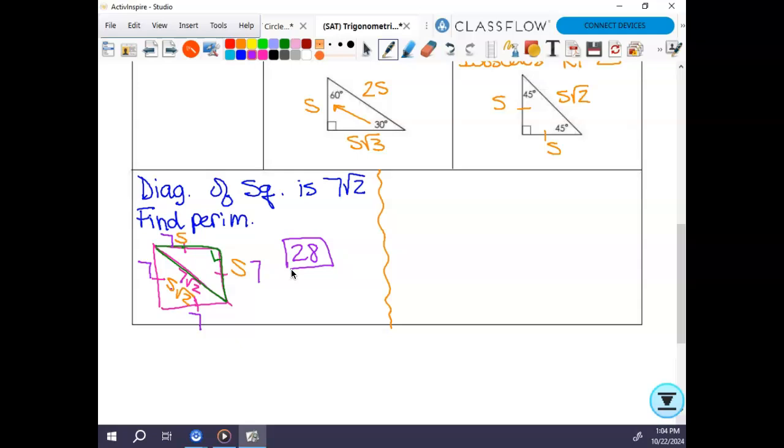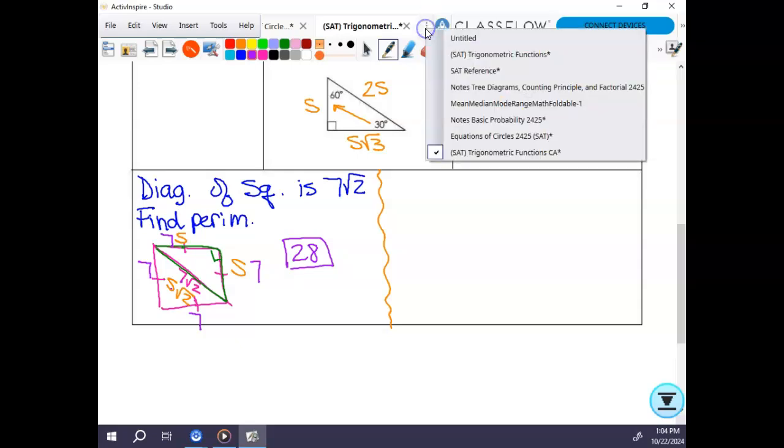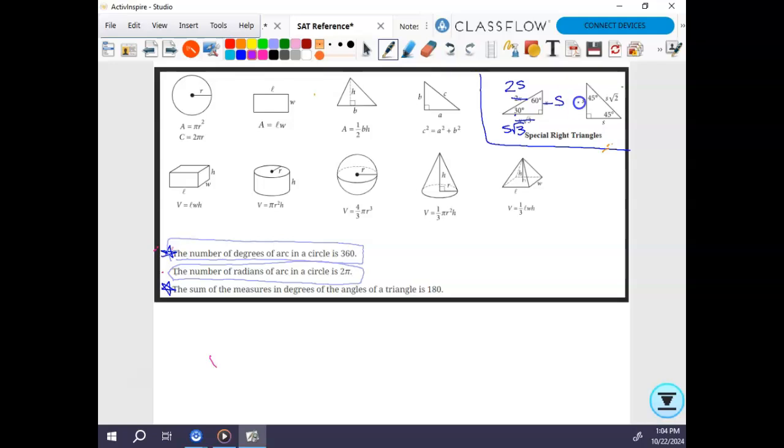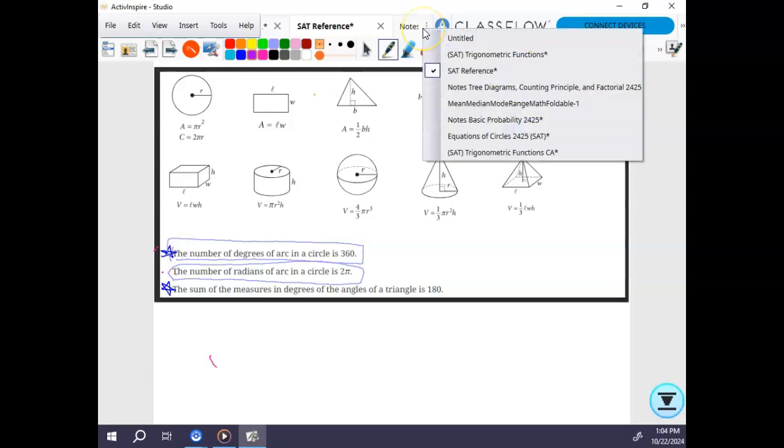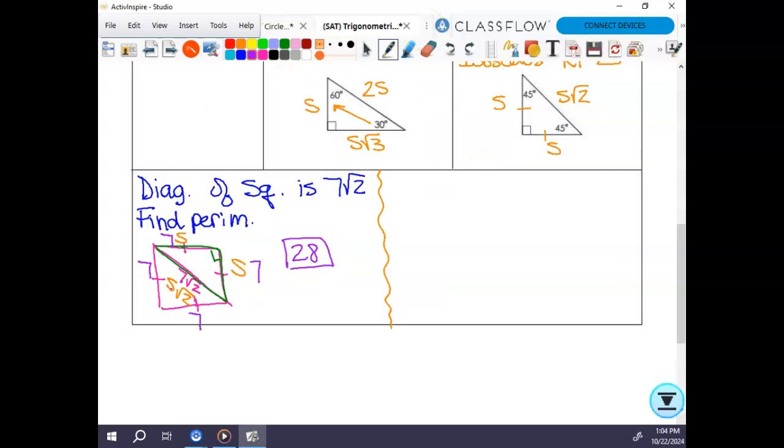I really don't think any of the computation with special right triangles will be complicated. It's usually very simple because they're just trying to see if you understand the relationships and how to label things and things like that. What I have in orange here came from this right here, S square root of 2. Okay, I'm using just labeling from there. Any other questions? All right. So then, here's our next one.